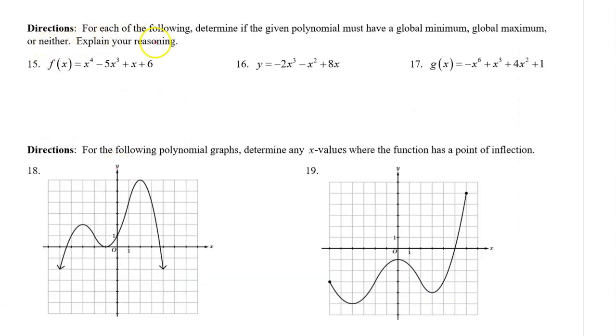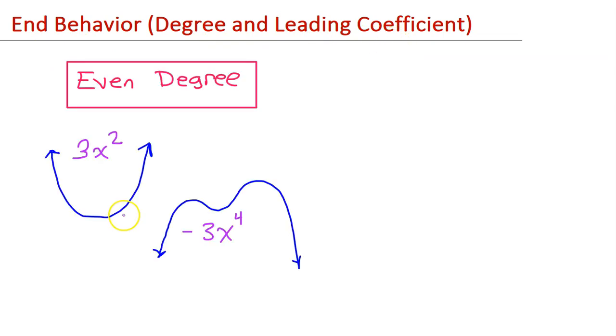New directions. For each of the following, determine if the given polynomial must have a global minimum, global maximum, or neither. Explain your reasoning. Quick side lesson. You can tell the end behavior of a polynomial by looking at the degree and the sign of the leading coefficient. The end behavior of a polynomial with even degree is the same on both sides.